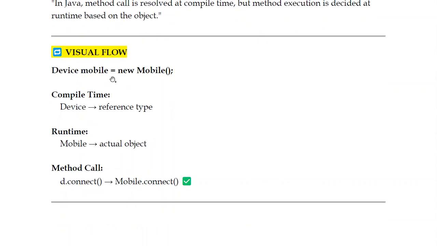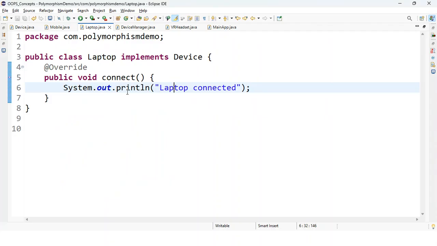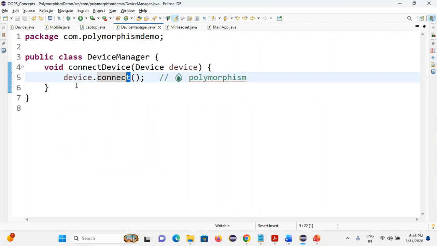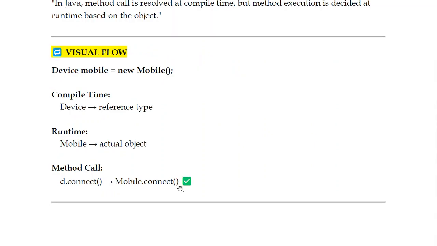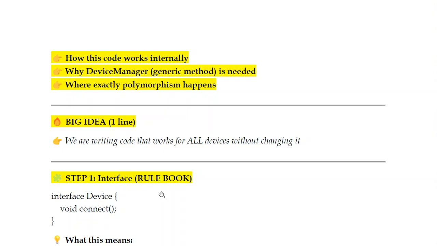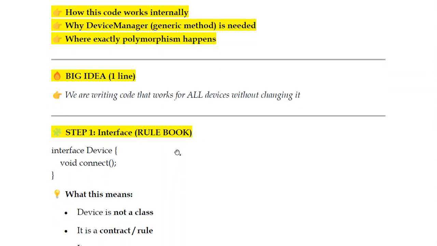So the visual flow: you are creating the reference type Device, with new Mobile phone. At compile time, the device reference type is checked, whether the class is present or not, whether the interface is present or not, and whether the method's signature is as per the declaration. Just check it. At runtime, the actual object executes the method call. So d dot connect has been replaced by mobile dot connect or laptop dot connect, or VR headset dot connect. It will happen like this. I hope you're clear with this.